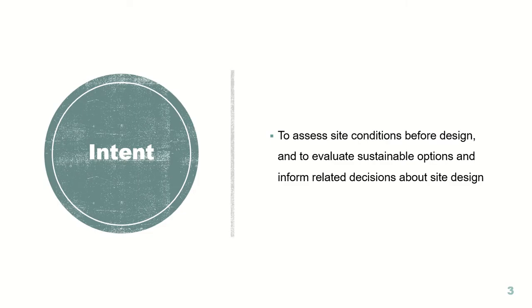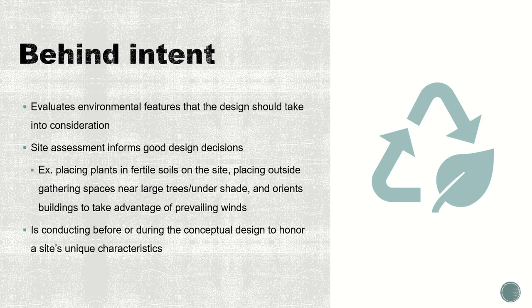The intent is to assess site conditions before design in order to evaluate sustainable options and inform related decisions about the site design. It evaluates environmental features that the design should take into consideration. It identifies assets, for example, favorable climate conditions, solar access for solar panels, plant populations, local animal habitat, and wind direction. It also identifies issues with the site, including unhealthy soils, steep slopes, and extreme climate patterns. It incorporates a site's ecological and historical context to the design.